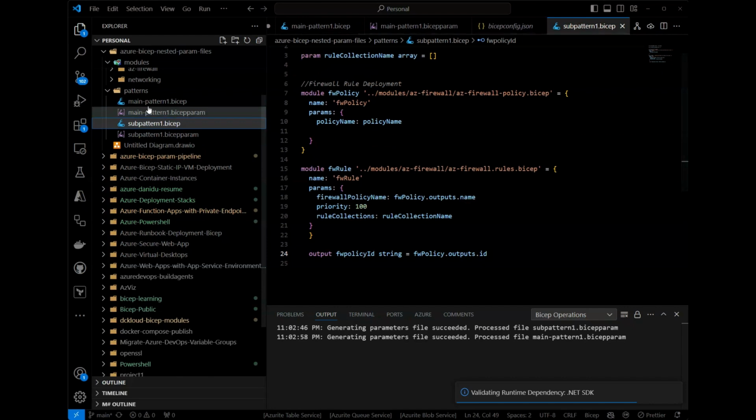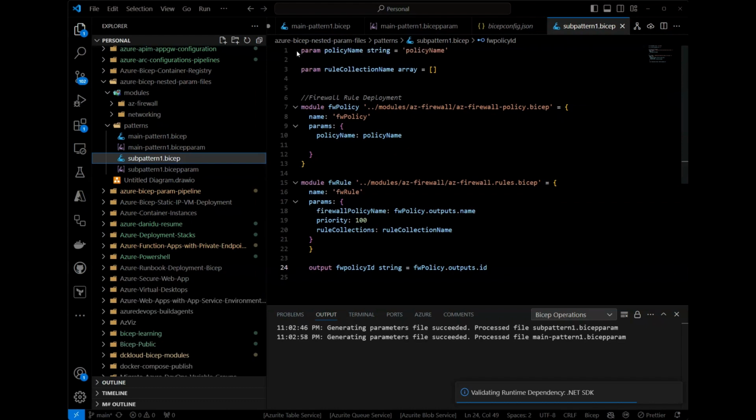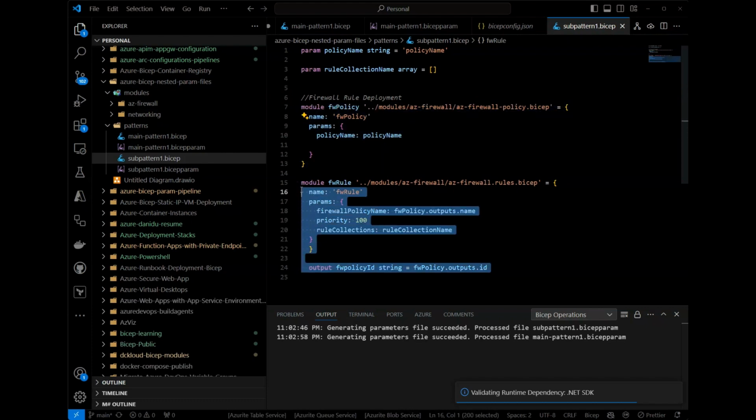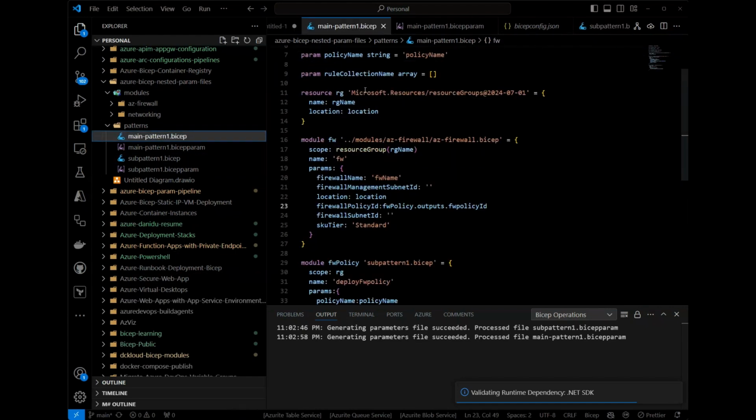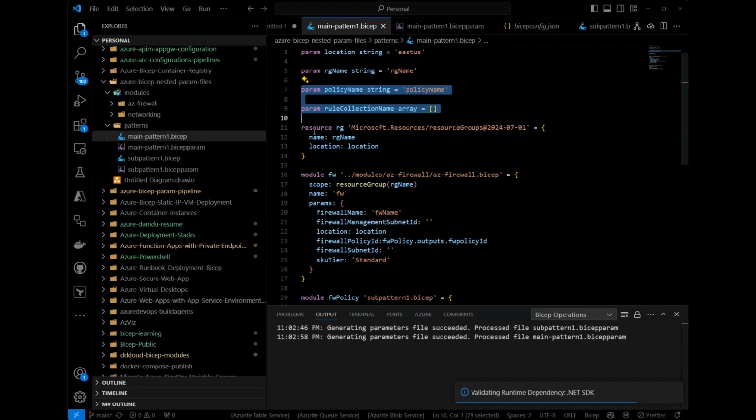Let's look at my example. I have two pattern files, or what we call main files. Overall solution is to create a resource group including Azure Firewall and Azure Firewall rules. Sub-pattern file 1 contains the policy and rules, and it does accept a few parameters. Whereas the main pattern file deploys the firewall and resource group, also it calls the sub-pattern files. And also it accepts a few parameters including the same ones that sub-pattern file requires.